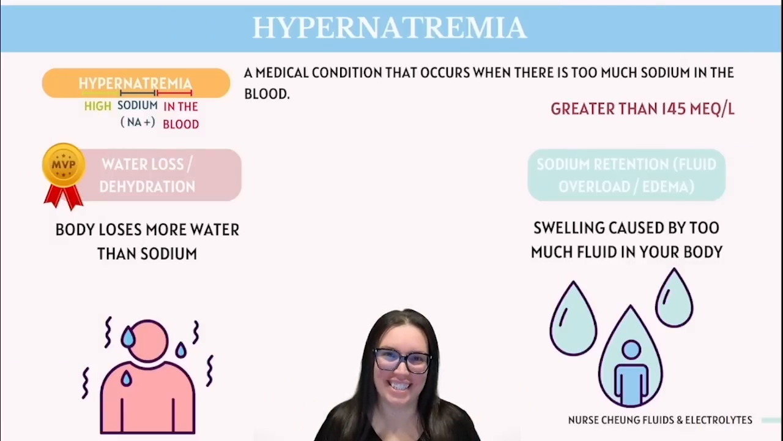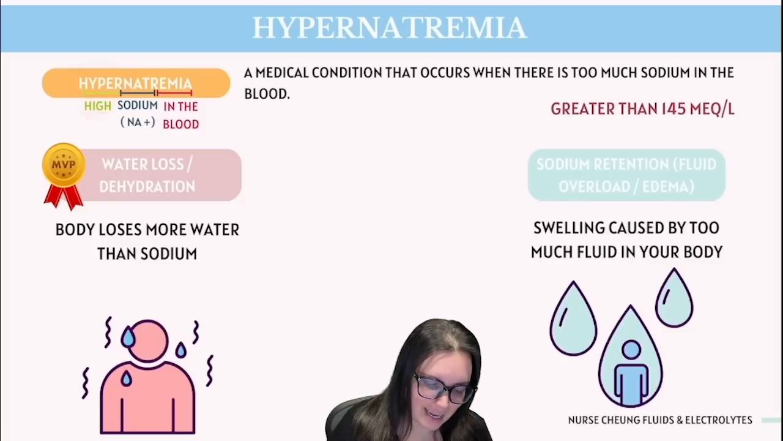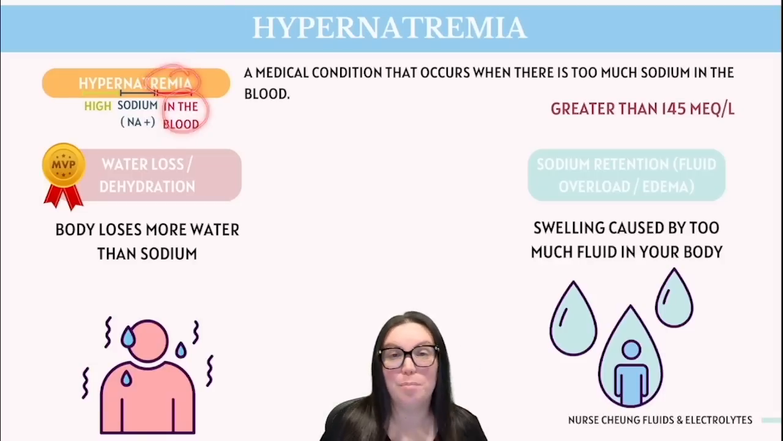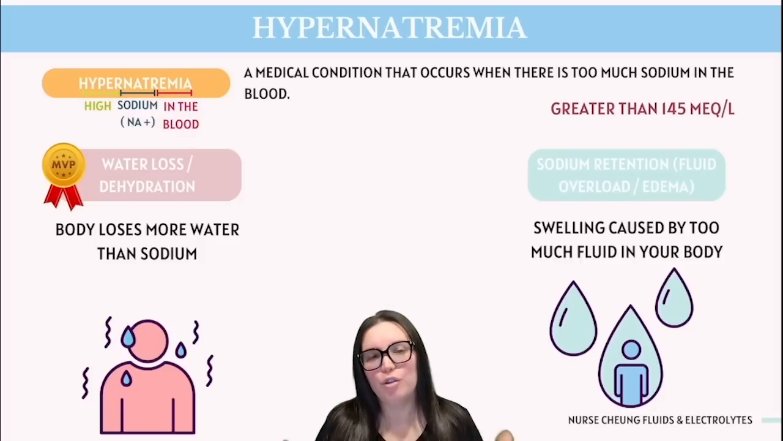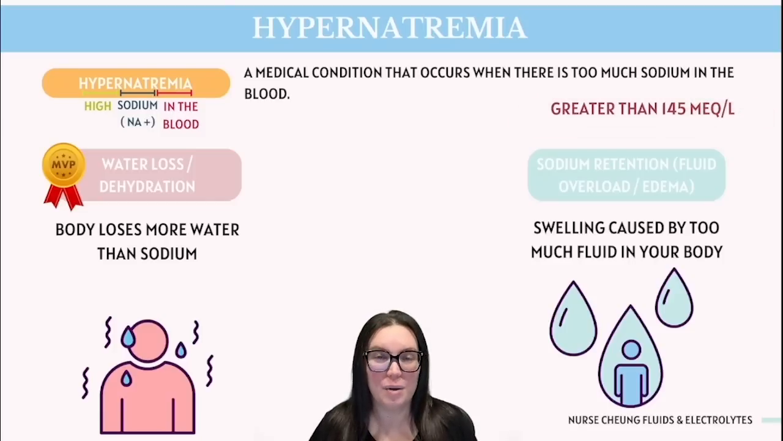When we're talking about hypernatremia, hyper means high, NATR means sodium, that's the standard use of sodium, and then we have emia, which means in the blood. So hypernatremia means we have high sodium in our blood. And we're usually looking at sodium levels that are greater than 145 milliequivalents per liter.